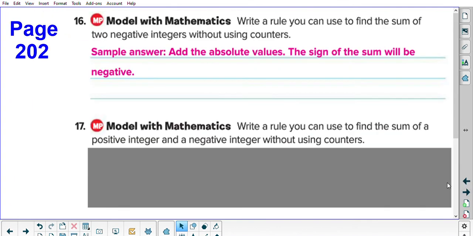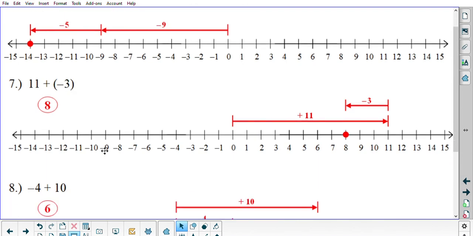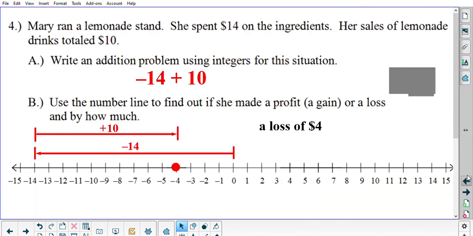But what about the other scenario? Could you write a rule where you're finding the sum, which just means an addition symbol in between, where one number is positive and the other number is negative? So that would be like number 7 or number 8. Or what else do we have that was like that? Oh yeah, number 4. That was another one. Where one number is negative, the other number is positive. Can you write out a set of rules that you could do without number lines for those kinds of problems? Hit pause, do that now.